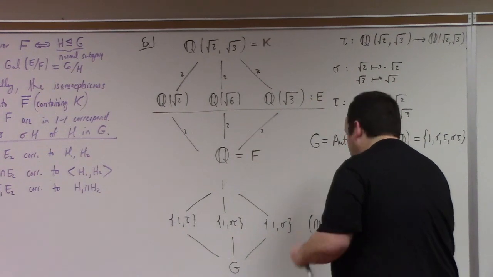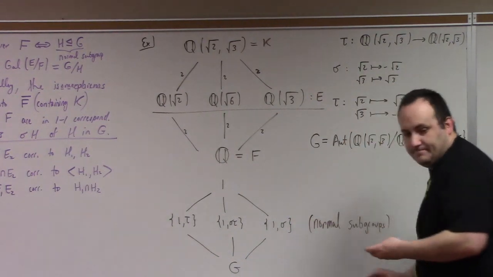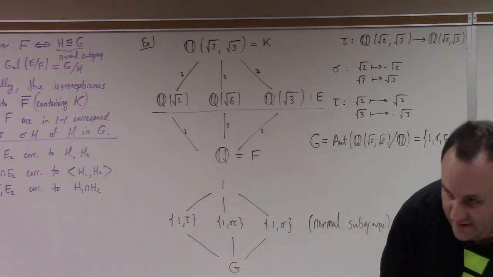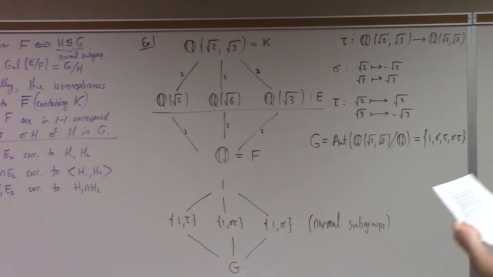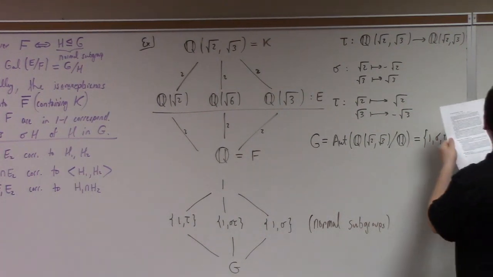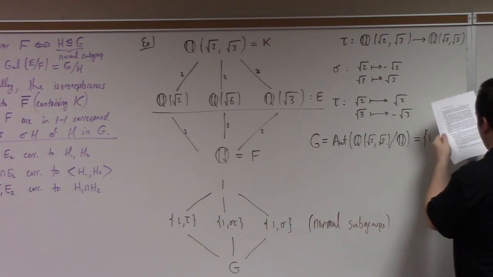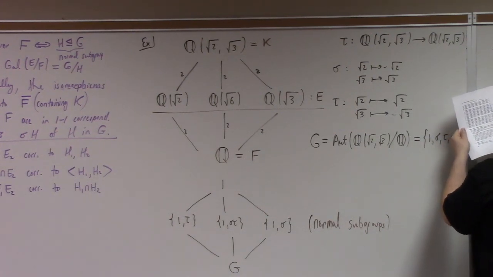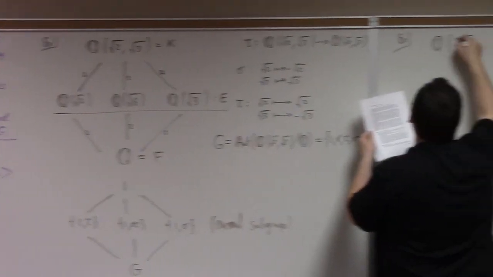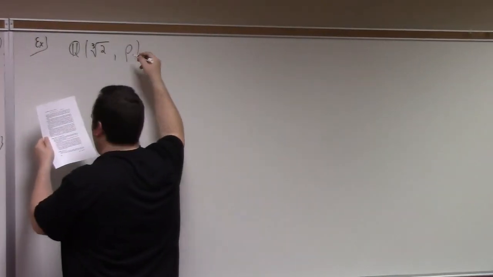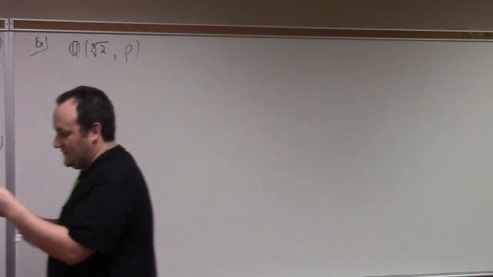All right, so the next example, of course, is more exciting because I think we actually have a non-normal subgroup in this one. So Q adjoin the cube root of 2 and rho. And here I believe, again, this was from the start of the section, right?